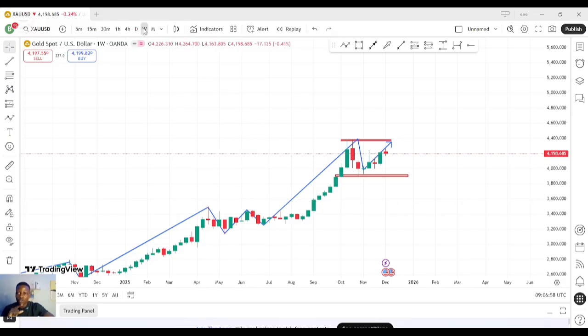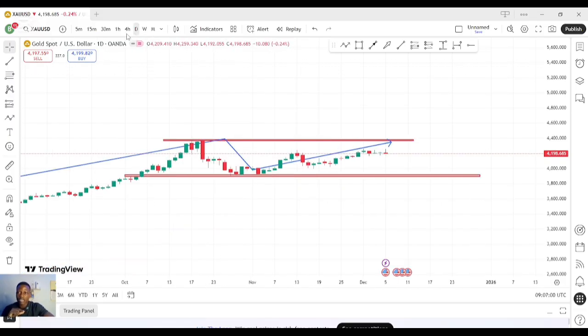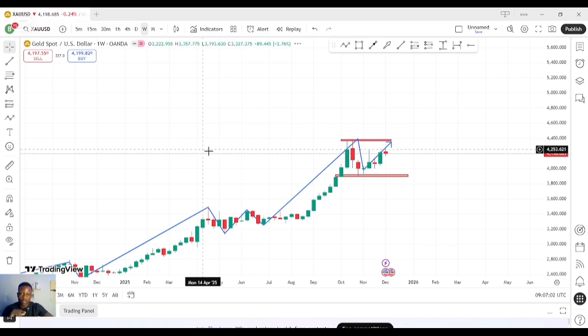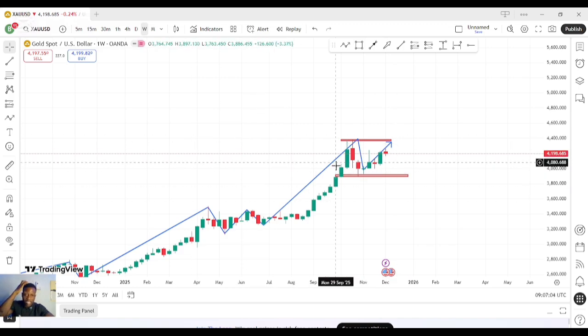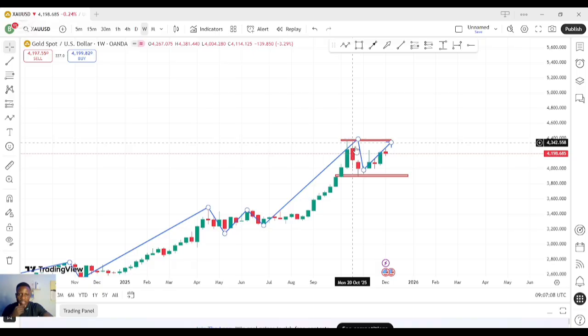Then you go to a lower time frame, you understand. Then let me show you one thing on the weekly time frame. What exactly are you seeing, you understand? The market moved all the way from here, then gave a little retracement there. But what exactly moved this particular market from here to the upside?